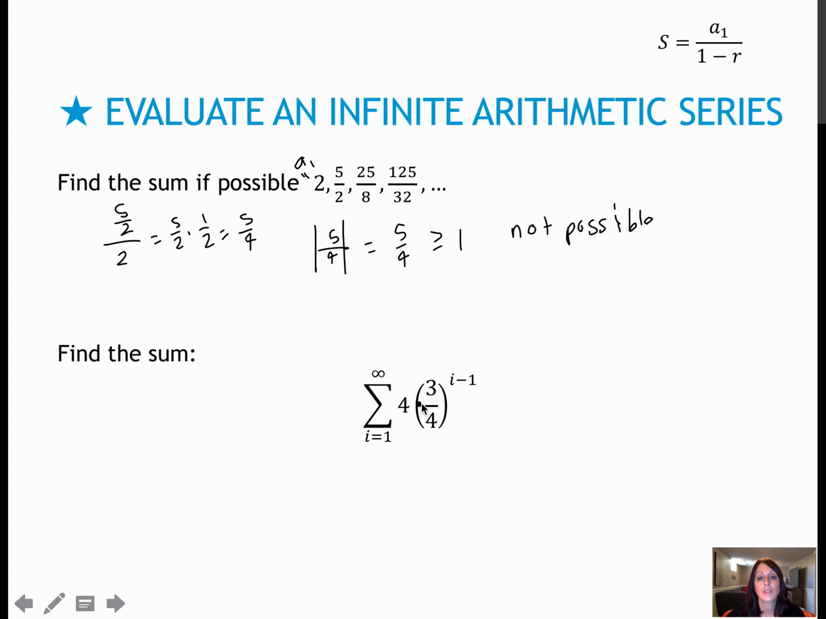And for my other, the common ratio is 3/4, which means I can find the sum. So now I'm going to use my function here, which says to take my first term, which is 4, and then 1 minus whatever my r is, which in this case is 3/4. So that gives me 4 divided by 1 minus 3/4, which is 1/4. So really that's 4 divided by a fourth, or 4 times 4, which is 16. So the sum is 16.